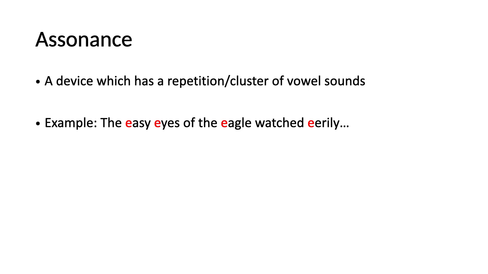Assonance is probably the opposite of alliteration in the sense that this one now is a repetition of vowel sounds. So when you have several vowel sounds coming one after the other, that will be an example of assonance. So, assonance example: easy eyes of eagle. The easy eyes of the eagle watched eerily. That's just an example I made up. So the eagle eyes, right? That repetition of that E sound is an example of assonance. So whenever you have vowel sounds being repeated, the device you're looking at is assonance.